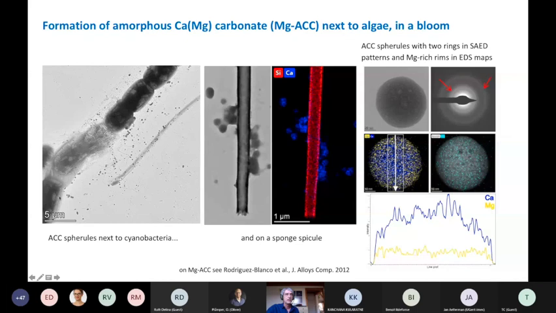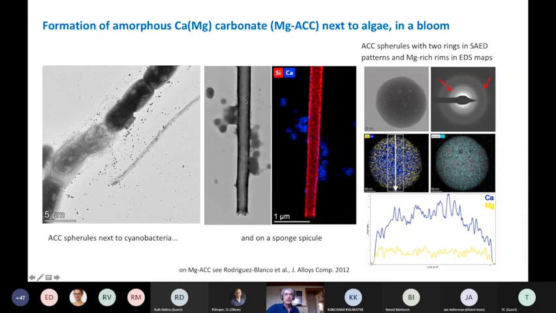For example, this is a cyanobacterium train, cells that form filaments. And next to these cyanobacteria, you see these little dots. Those are all amorphous calcium carbonate minerals.